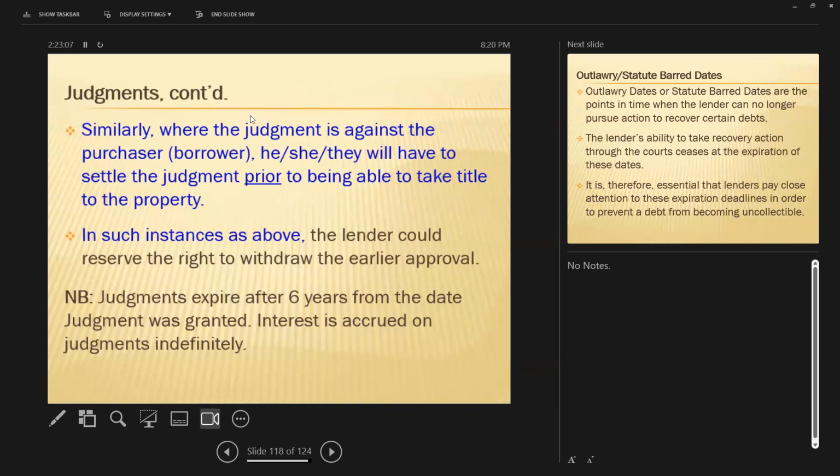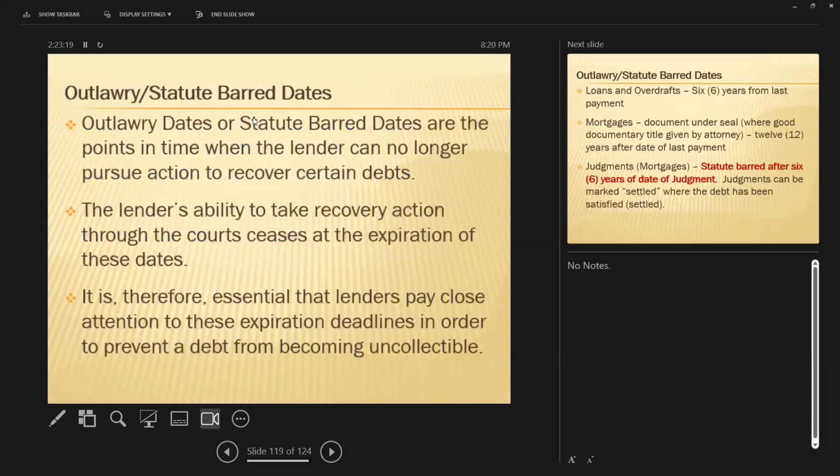Any questions on that before we end with outlawry statute bar dates? No? Okay. So outlawry statute bar dates. Again, this section has been updated. So pages 66, 67. Well, first of all, you'll get the PowerPoint presentation, but I will make sure that you get the amended pages.